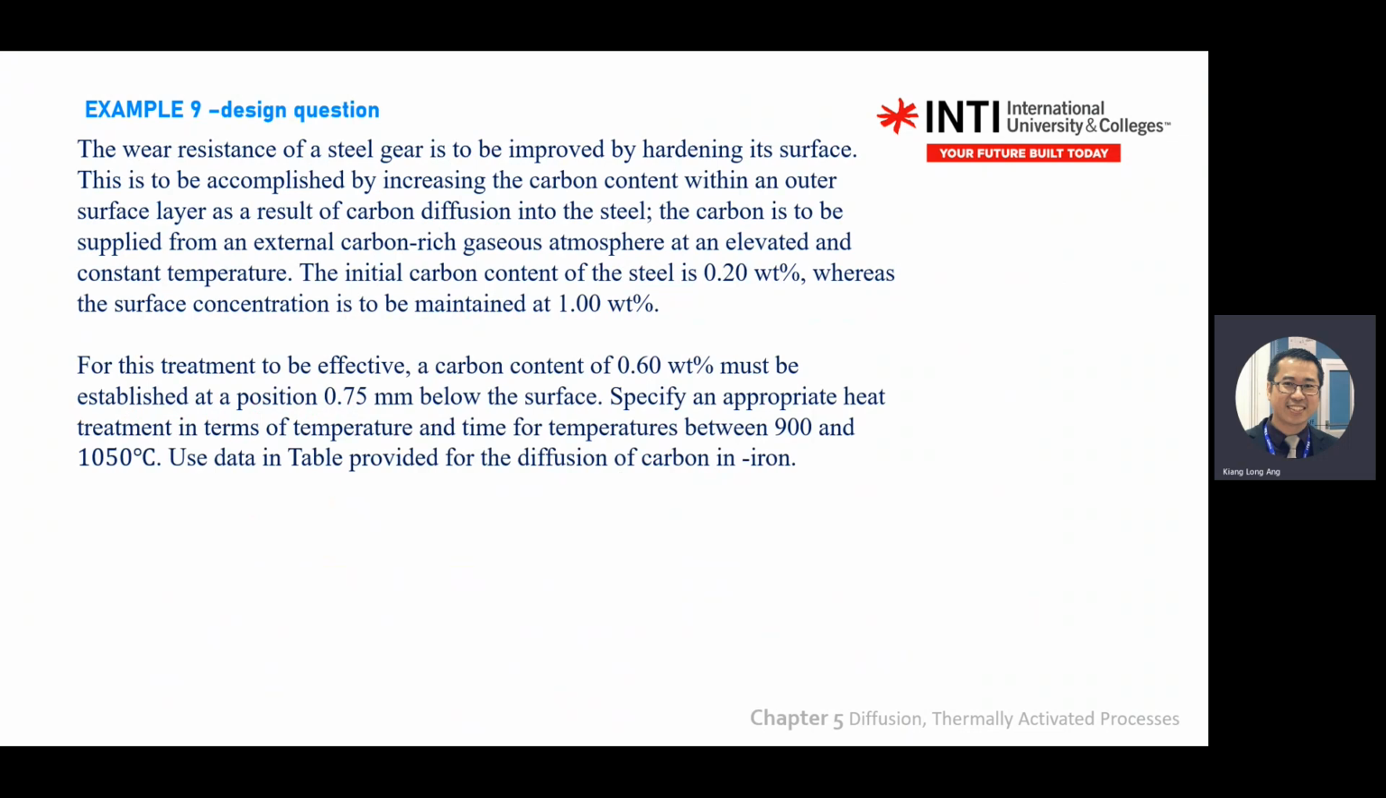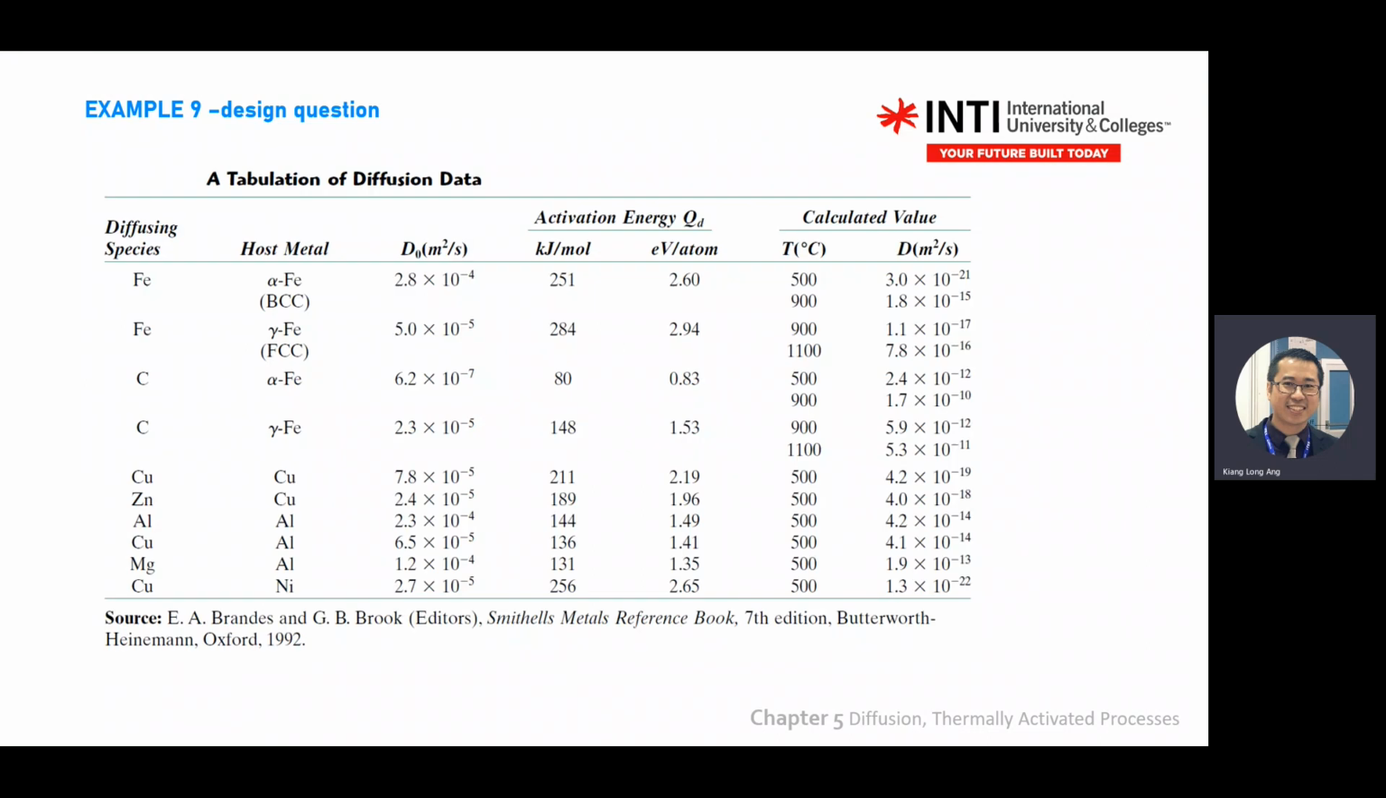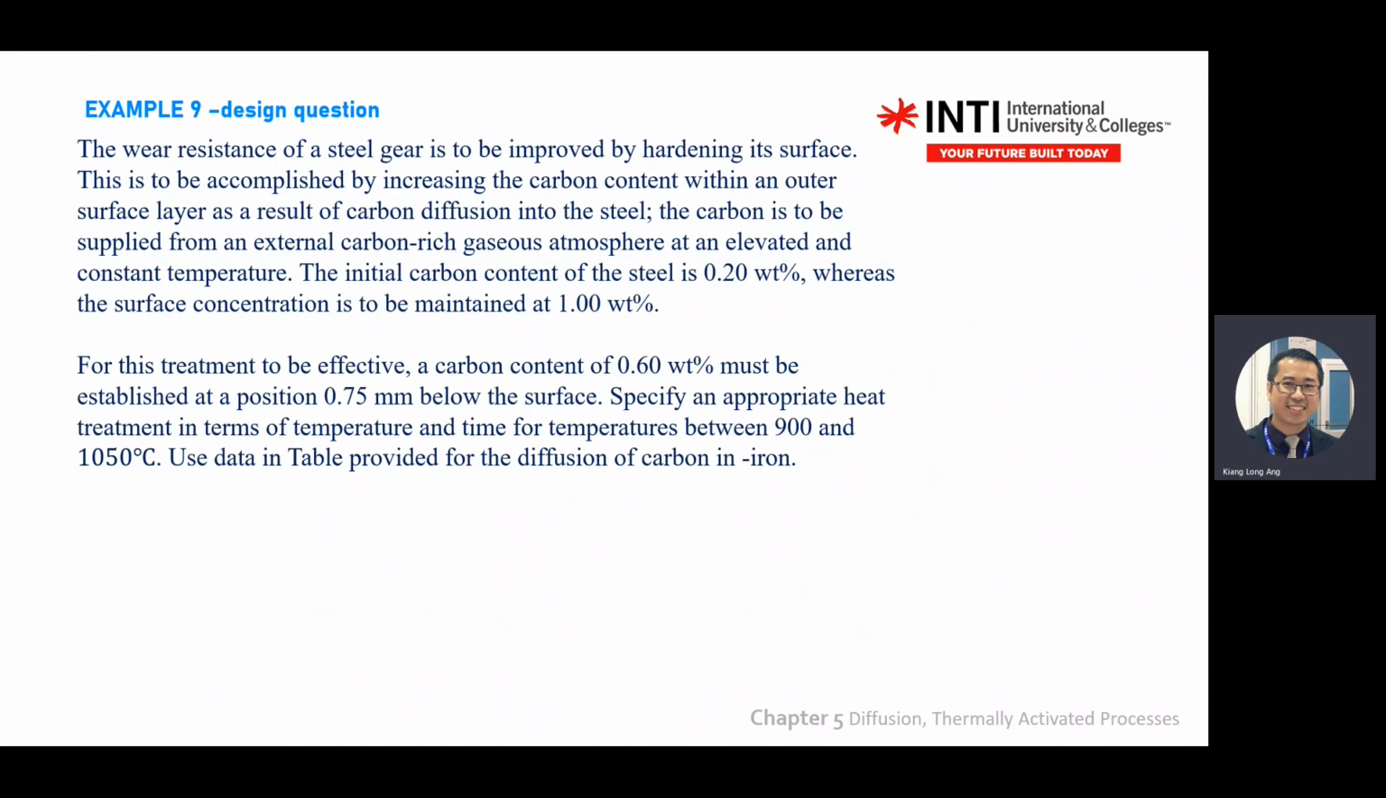Example 9 is also one of the tough questions. Might be in your final exam question. So you read how to apply the equation that we learned so far, right? It will link with the mechanical properties. Go and see how we solve this design problem. Okay, read how you do.